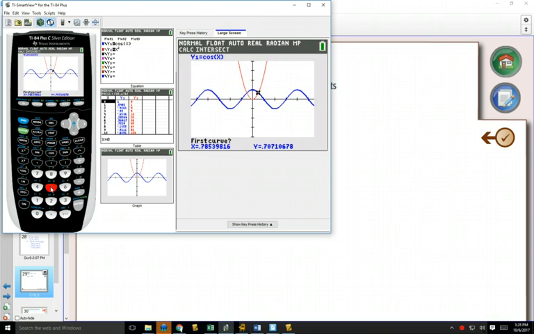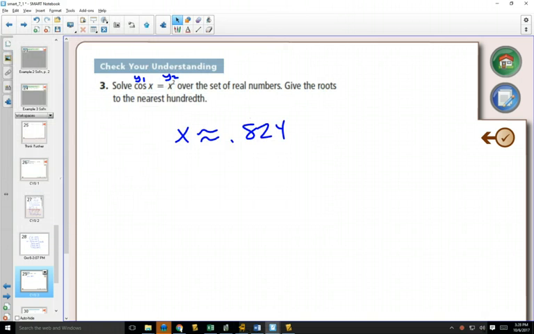If we wanted to find our other answer, we could go second, trace again. Number 5, intersect. Of course, you've got to make your cursor closer to the other one you want to find. Push enter 3 times, and you get negative 0.824. Which makes sense because of symmetry of a parabola and symmetry of a cos graph, that would be your second answer. So for these ones, if you want to do any calculator practice, question number 7.